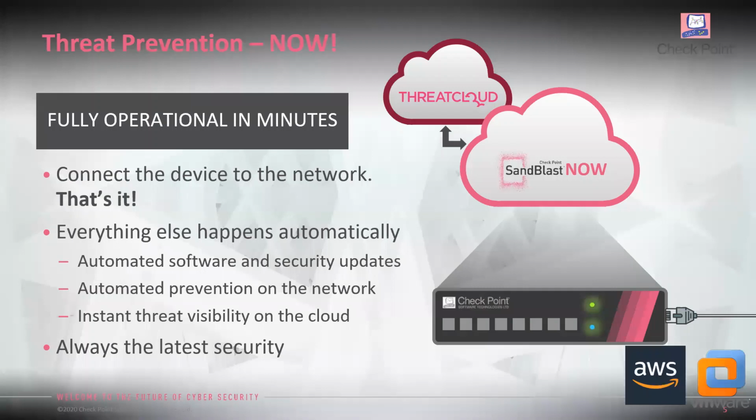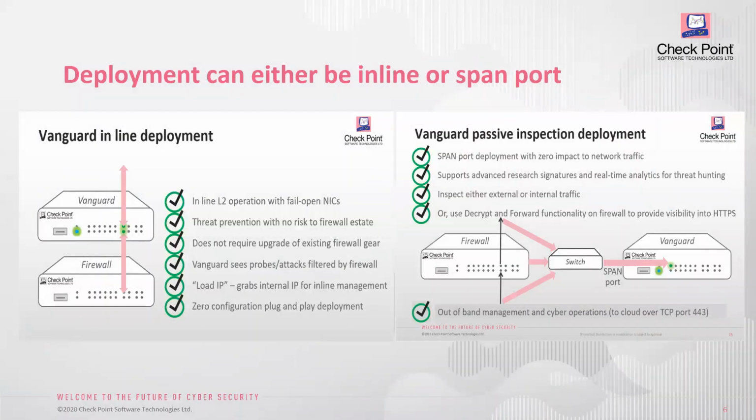So these are a little bit old in terminology. Vanguard is kind of the beta version of what we call this product, but here are the two different ways you can deploy. You can deploy inline, so layer 2 with fail open NICs. The reason why you need a fail open is that this is hardware, right?